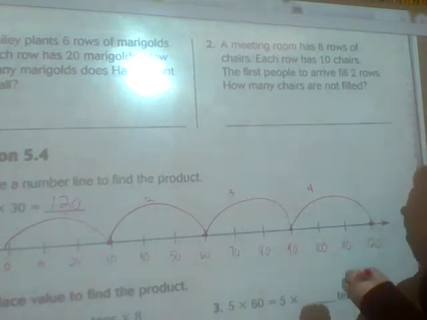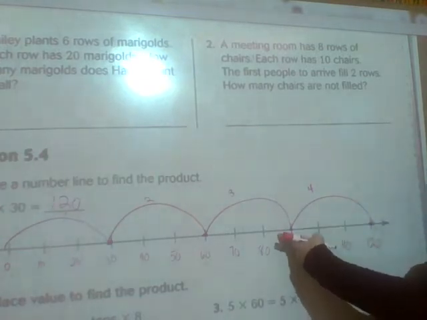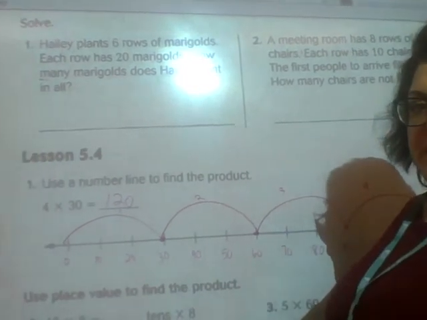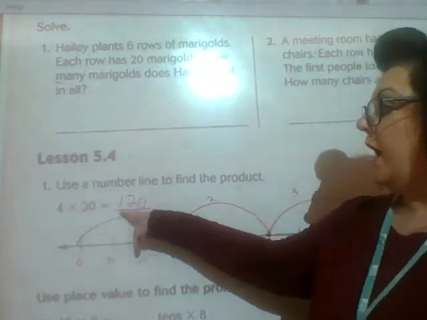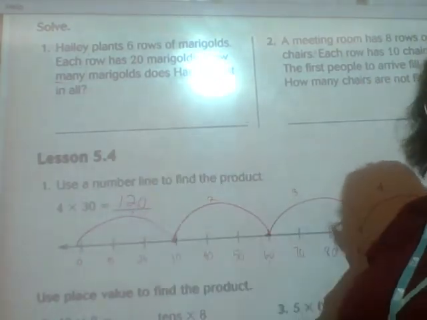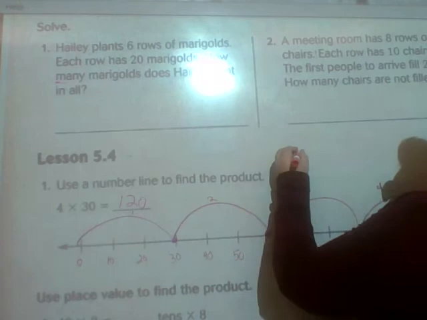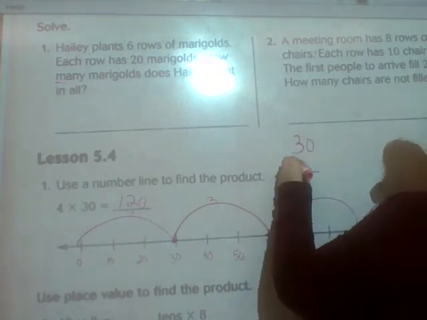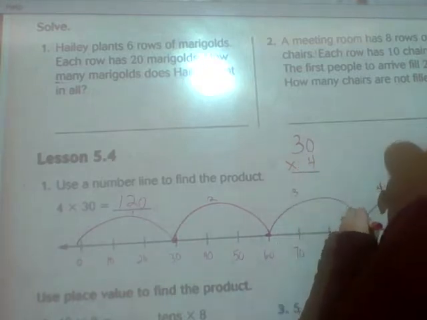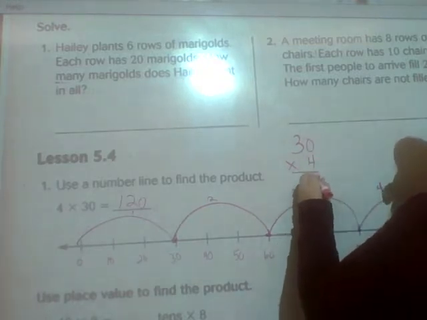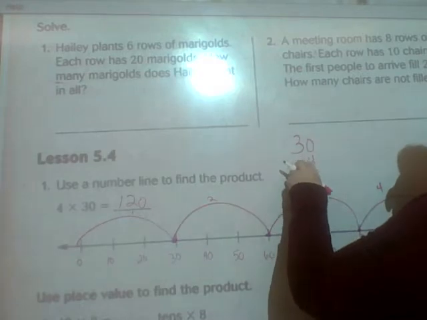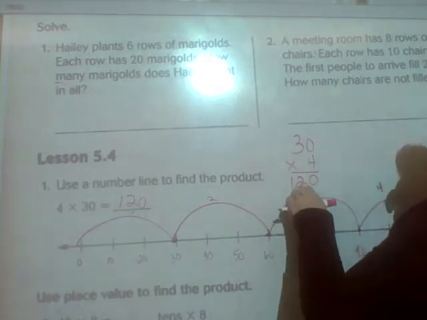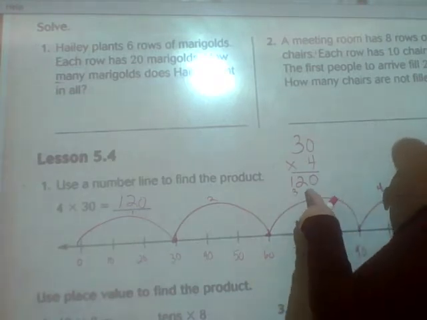Let's say we didn't have this number line here though, and we had to figure 4 times 30, and you can see it's written across like this instead of being stacked up. We could put the big number on top, 30 times 4, and say 0 times 4 is 0, and 3 times 4 is 12. So 30 times 4 is 120.